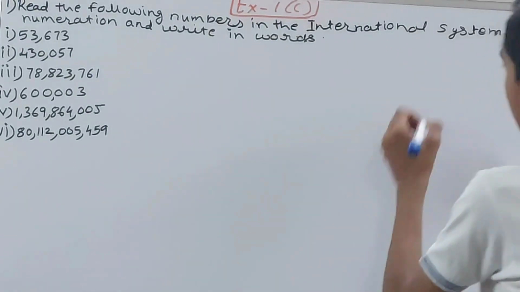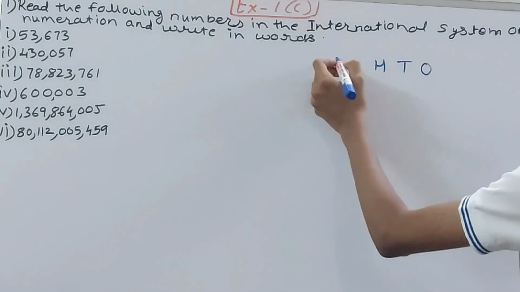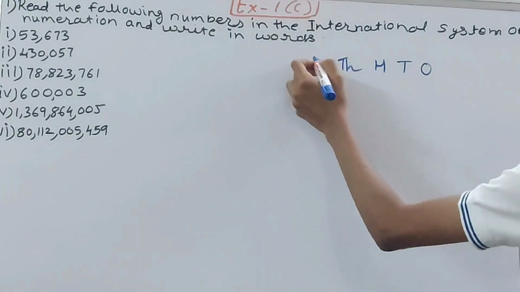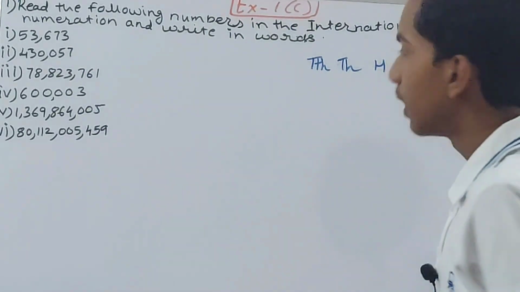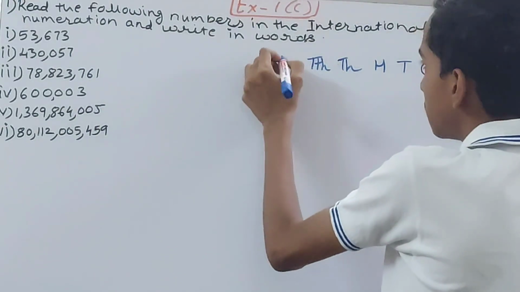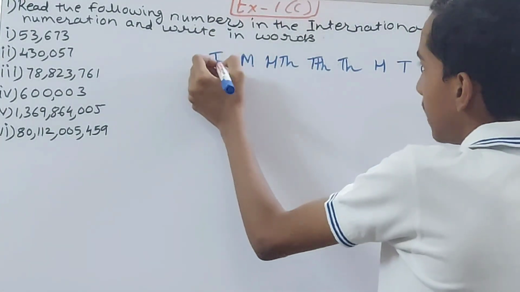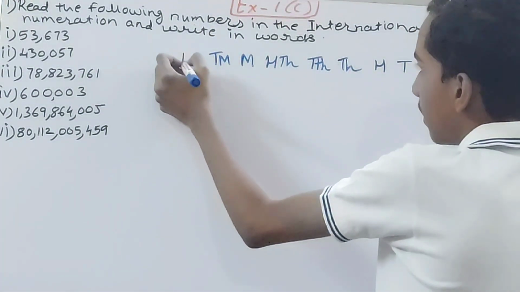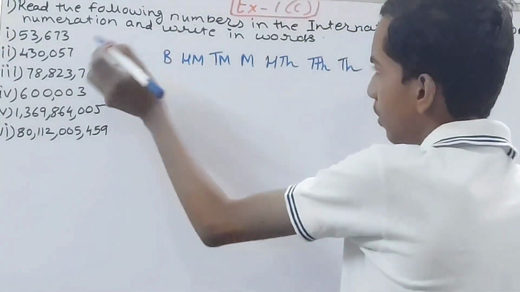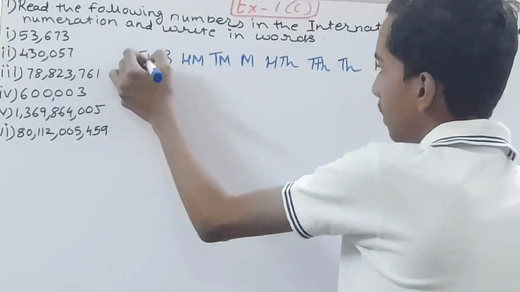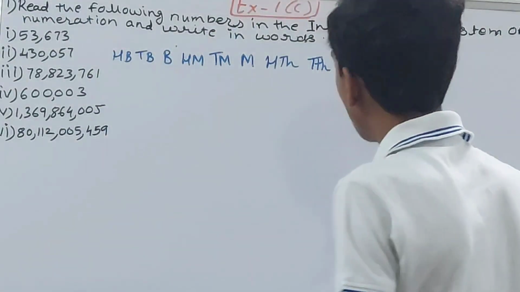Now we will study the international system of numeration, that is ones, tens, hundreds, then you have thousands and then you have 10,000s. So till here it is the same. Then after this you have 100,000, and then you have millions, then 10 million, and then 100 million. After this you also have billion, 10 billion and so on. So let me just complete this as well: billions, 10 billions and 100 billions. So this is the number system.